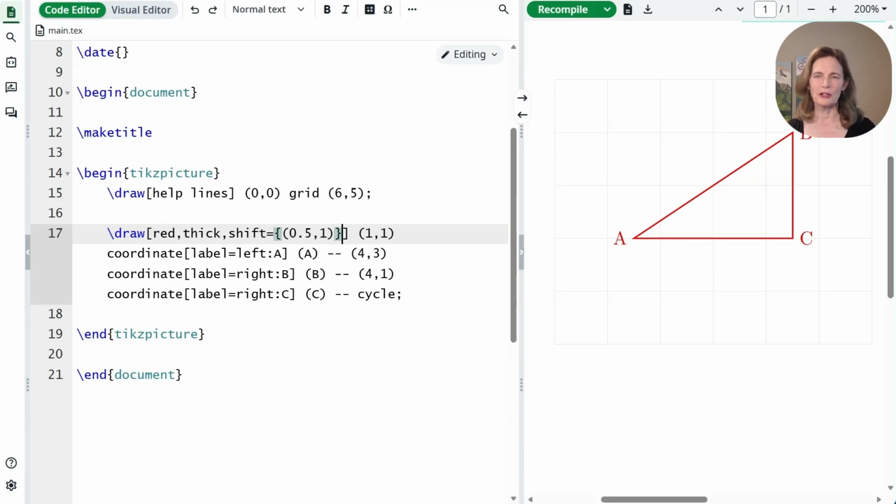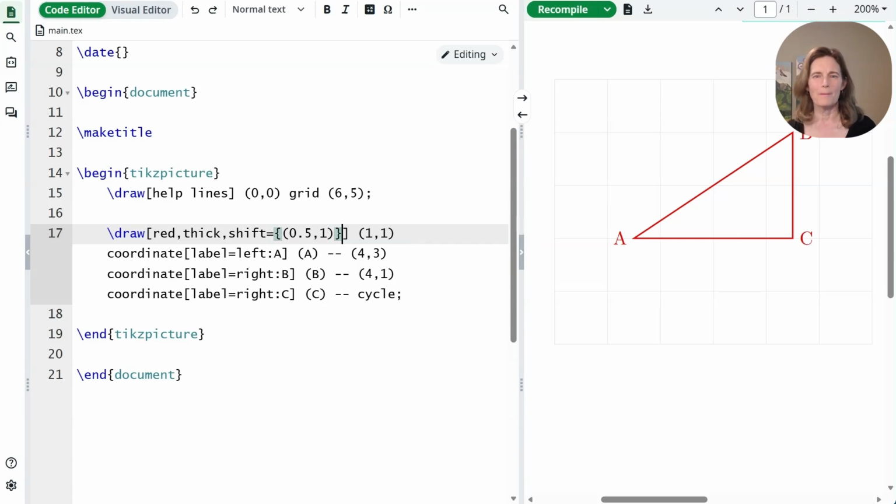Note the extra curly braces around this coordinate. That's because it has a comma, and if I use that coordinate without the curly braces around it, the comma will screw up TikZ's parsing. The coordinates A, B, and C are moving along with the path because they're defined on the shifted path.